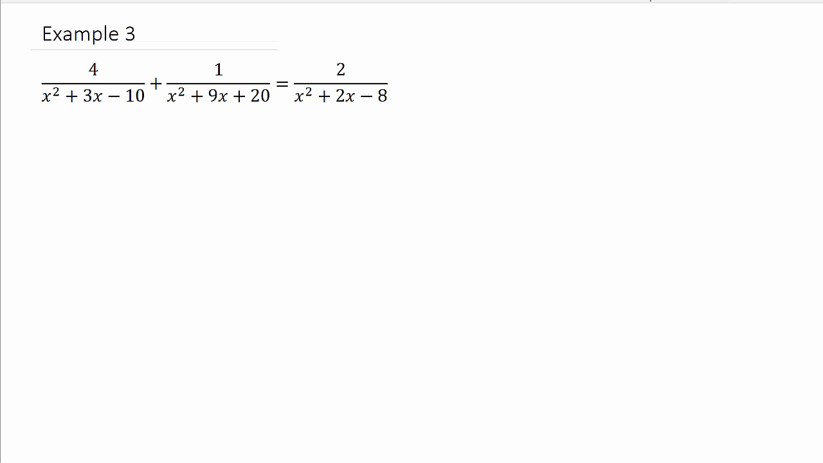And well, let's get started on this one. So the first thing we want to do when you're solving a rational equation is, if there's any denominators that can be factored, let's factor them first. So here you can see all of those denominators can be factored. So that's going to leave us with 4 over (x plus 5)(x minus 2) plus 1 over (x plus 4)(x plus 5).